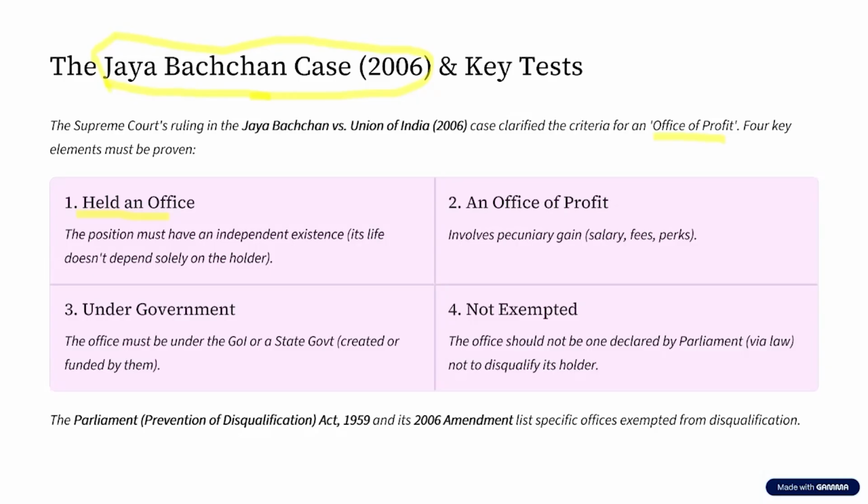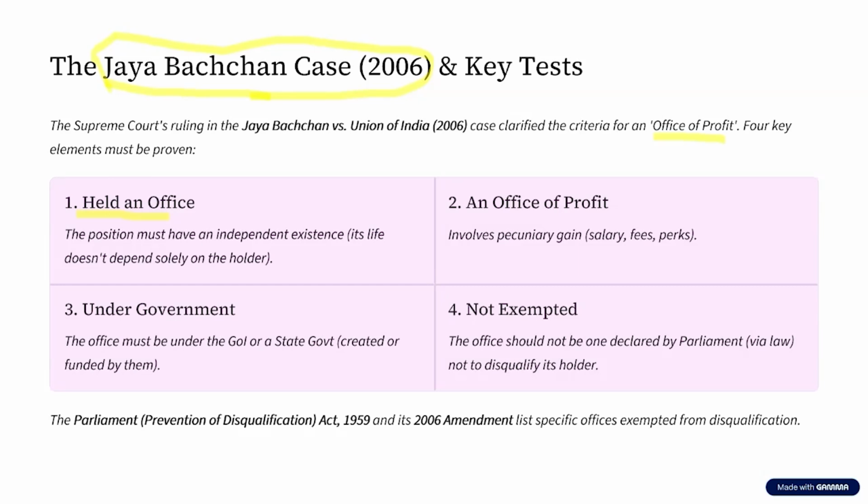In that case, it will not be an office of profit. That is number one. Now, in this case, was Jaya Bachchan the only person holding this office? The answer for this is no. So she was not disqualified under this condition.